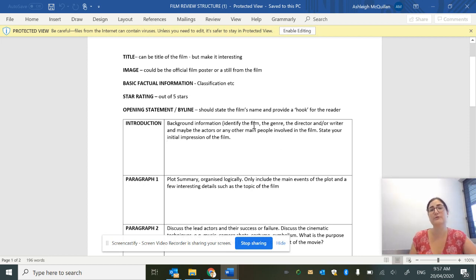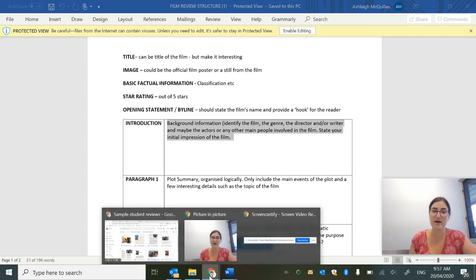Make sure that you've got the genre, so family friendly, comedy, whatever you think it is. Obviously do some research if you don't know. The director, the writer, and maybe who the main actors are. So your first introduction paragraph should give your initial impression of the film.